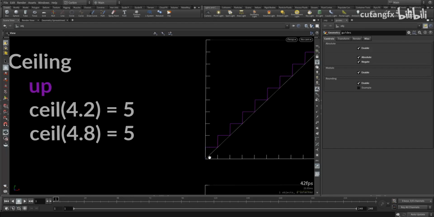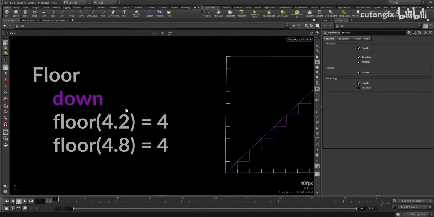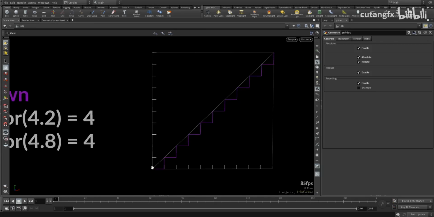So same stepping, but it immediately goes up to 1 and then stays at 1. And then as soon as we cross the 1.1 threshold, it goes right up to 2 and just stays there. And then floor gives us the opposite. Floor just rounds down. So 4.2 will be 4, 4.8 will still be 4, and it only becomes 5 when it actually crosses the 5. So 5, 5.1, 5.2, those will all just be 5. Exactly the same thing here, just round down, and only when we cross the 1 does it go up to 1.